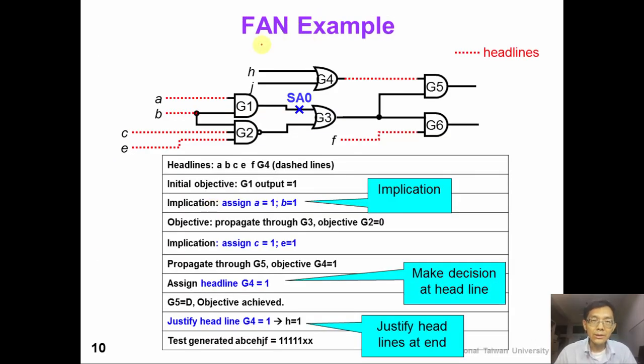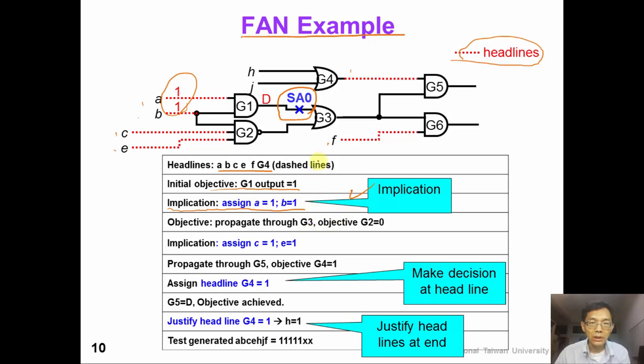Now let's see a simple FAN example. Suppose we want to detect stuck-at-0 at the output of gate G1. In this circuit, we can identify 6 head lines. They are A, B, C, E, F, and the output of G4. They are highlighted in red color. Now, the objective is to set the output of G1 to 1. And we can perform implication so that we know both A and B are 1.